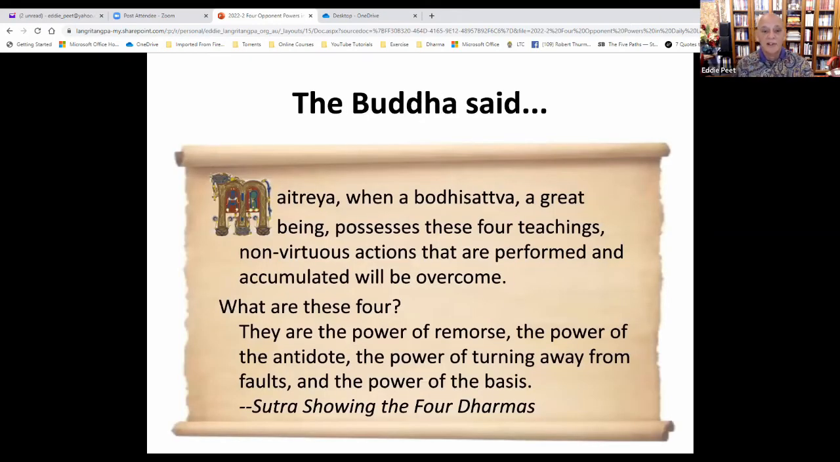A quote from the Buddha. He says, Maitreya, when a bodhisattva, a great being, possesses these four teachings, non-virtuous actions that are performed and accumulated will be overcome. Now, what are these four? Well, they are the power of remorse, the power of the antidote, the power of turning away from faults, and the power of the basis. So in brief, these are the four opponent powers.